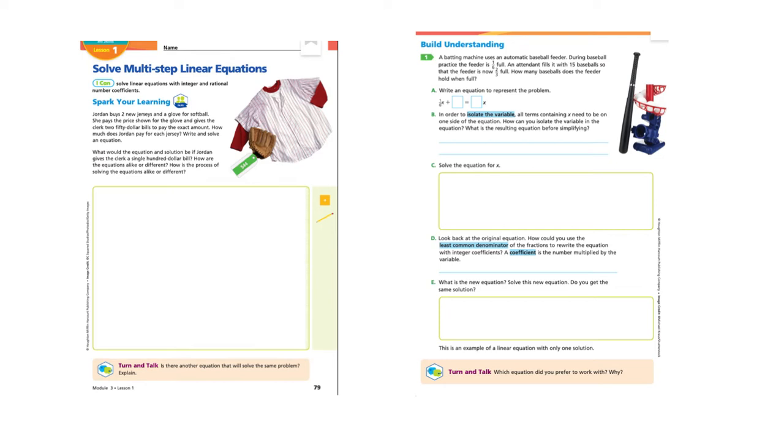All right, so let's look at the build understanding. It says in number 1, a batting machine uses an automatic baseball feeder. During the baseball practice, the feeder is 1/6 full. An attendant adds 15 baseballs to the feeder, so that the feeder is now 2/3 full. How many baseballs does the feeder hold when full? So they give you help here. I would suggest, if you haven't already looked at it too much, cover that up and try to write your own equation before you look at the one that they give you. And if you just can't, then you can look at the help they give here.